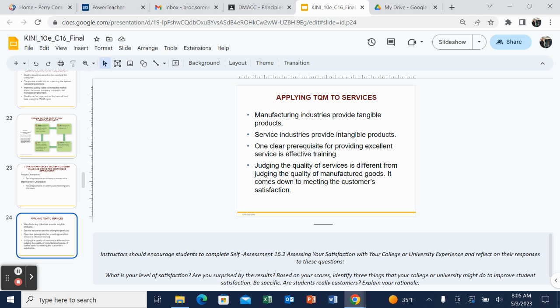Applying TQM to services. So manufacturing industries provide tangible products. Service industries provide intangible products. So one clear prerequisite for providing excellent service is effective training. So judging the quality of services is different from judging the quality of manufactured goods. It comes down to meeting the customer's satisfaction.